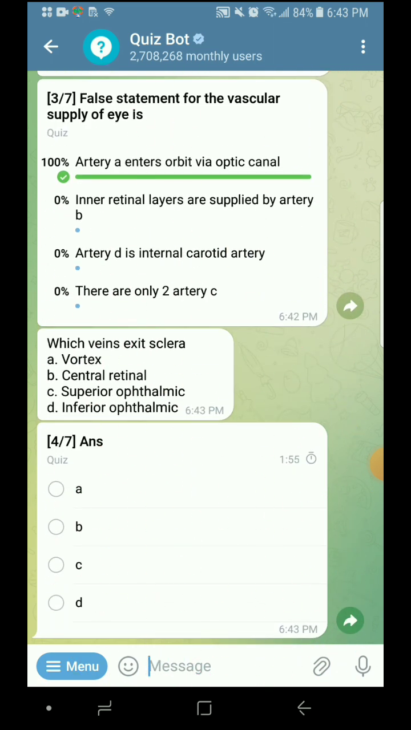Vortex veins are 4, which exit the sclera into the superior and inferior ophthalmic veins. The central retinal vein exits the optic nerve. The superior and inferior ophthalmic veins exit the orbit via the SOF, superior orbital fissure, upper and lower part, which I told you yesterday in the anatomy of the orbit as well.